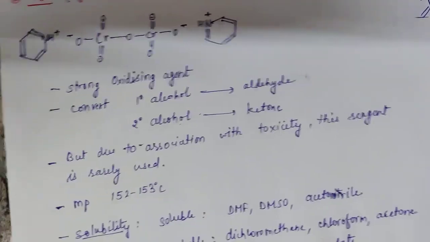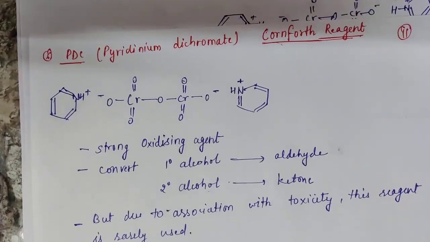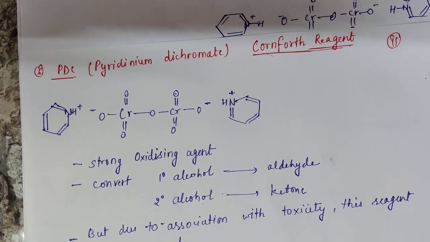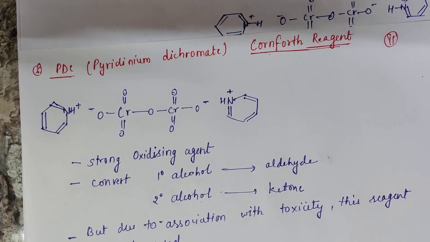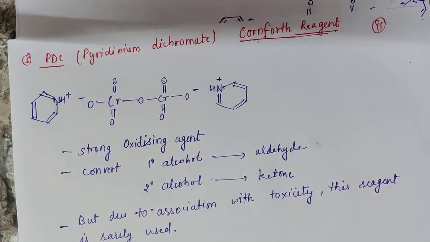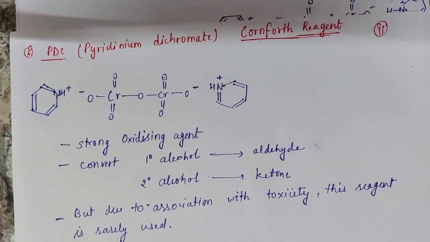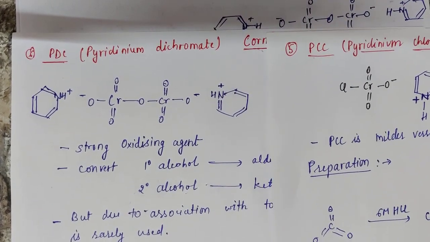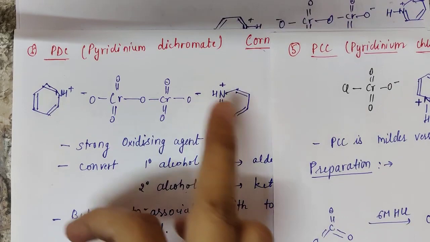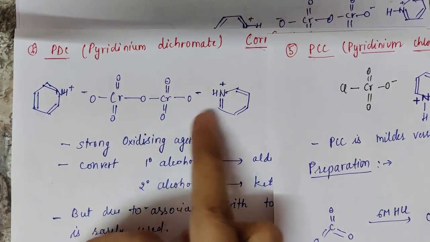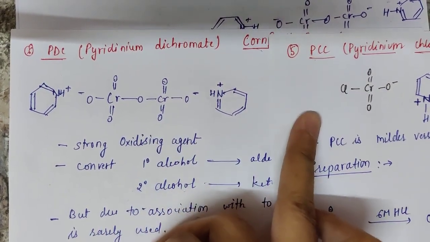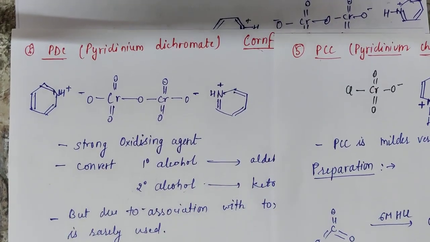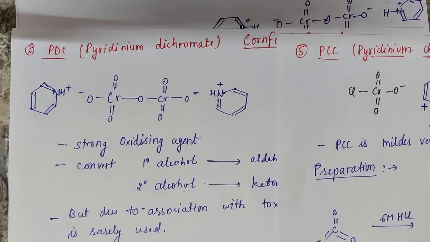Moving on to the next reagent, Pyridinium Dichromate. It is also known as Cornforth reagent. If we look at our PCC and PDC, there is a very slight difference, and that is PDC is actually a kind of dimer of PCC. In some ways we can say that.